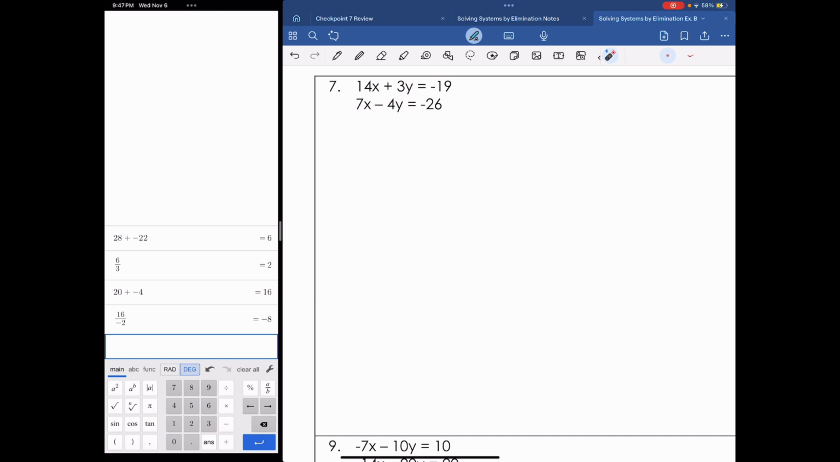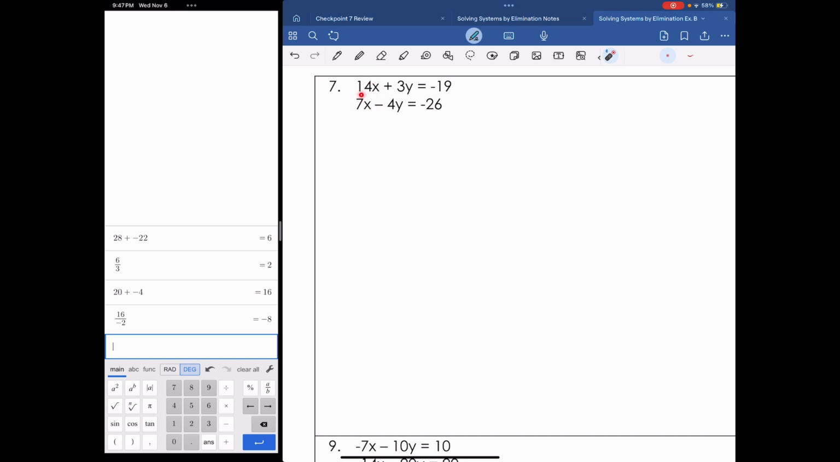So now I have to create an opposite coefficient. And when you have to create an opposite coefficient, your first question to yourself should be to look at your coefficients and check to see if they go into one another. So in other words, does 7x go into 14x? Yes, it goes in twice. 3 does not go into 4 evenly. So here I need to make opposite coefficients out of my x variables.